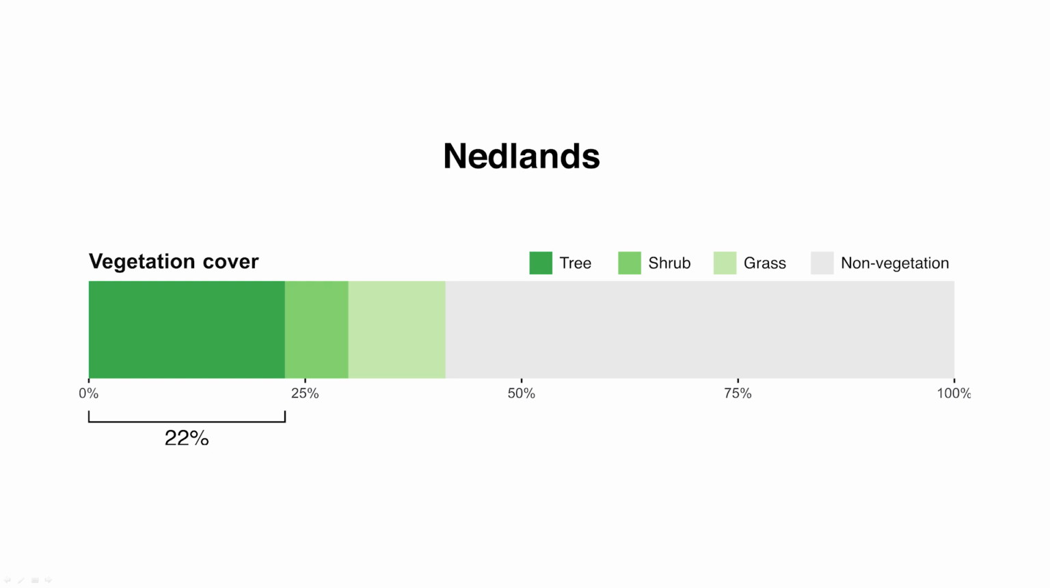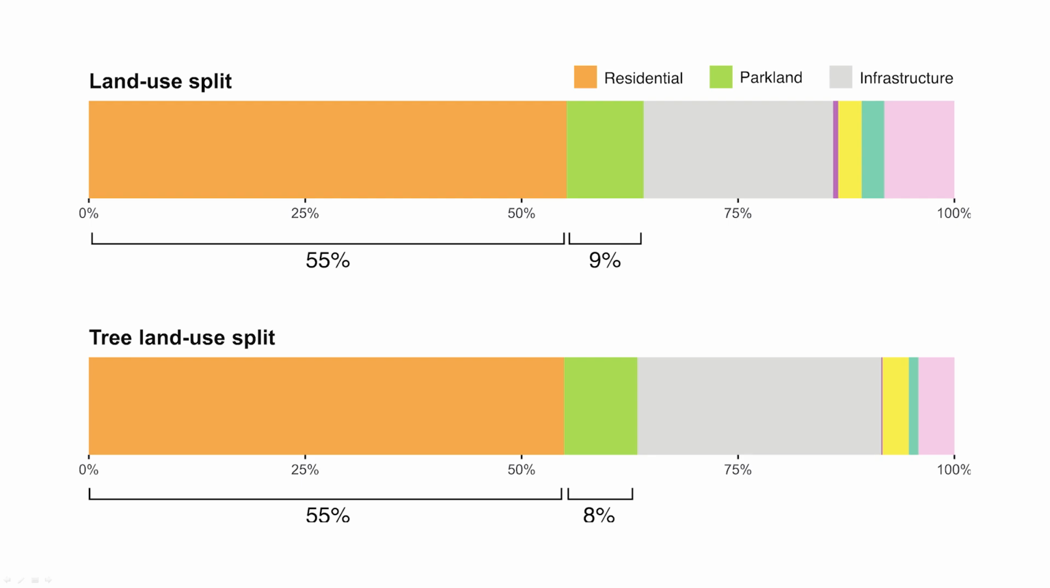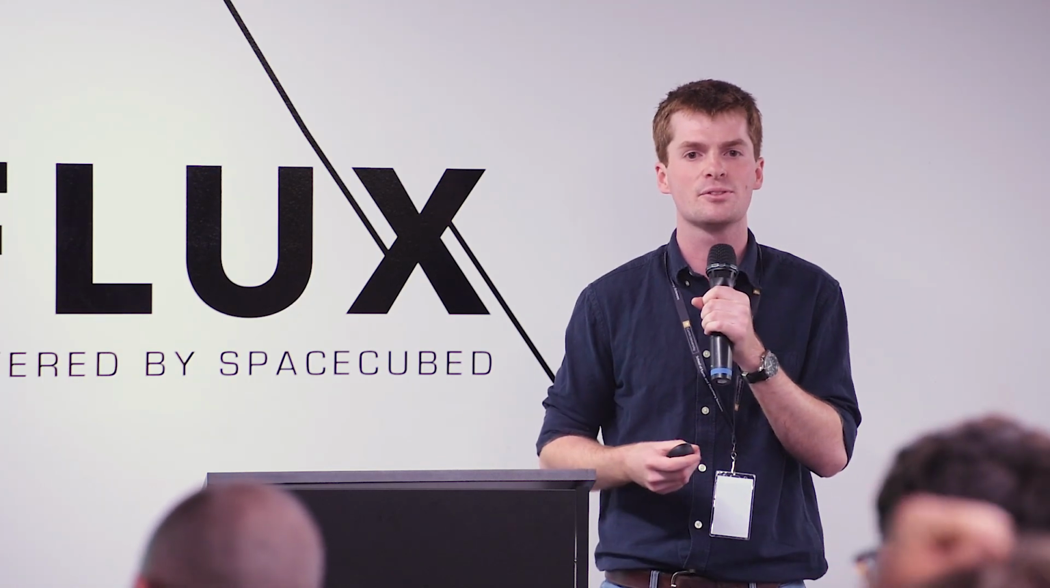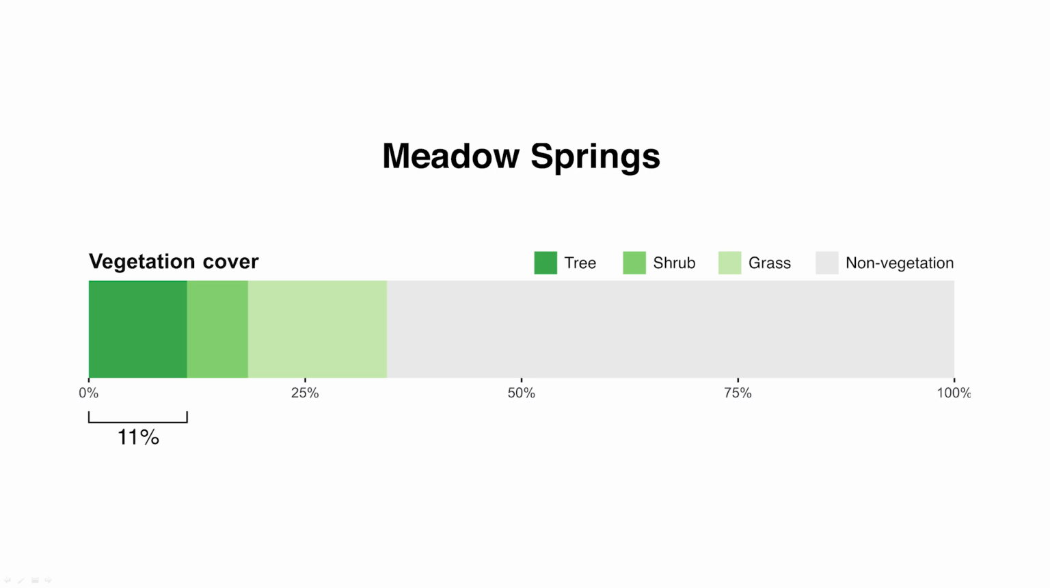So let's start with Nedlands. What I've done here is I've just blown up one of those bar charts from the right-hand side. This particular one is the vegetation cover of the suburb. And what you'll see is that in Nedlands we're recording 22% tree canopy cover. If we look at the raw land uses that make up the suburb in this top bar chart here, you'll see 55% of the land is zoned as residential and 9% as parkland. Now the bar chart below it looks quite similar, but that is the distribution of just the tree canopy by land use. And you'll see 55% of the tree canopy resides on residential land and 8% resides on parkland. Now the reason these are so similar is that in Nedlands, tree canopy is proportionally distributed by land use. And I want you to keep that in mind as we now take a look at Meadow Springs.